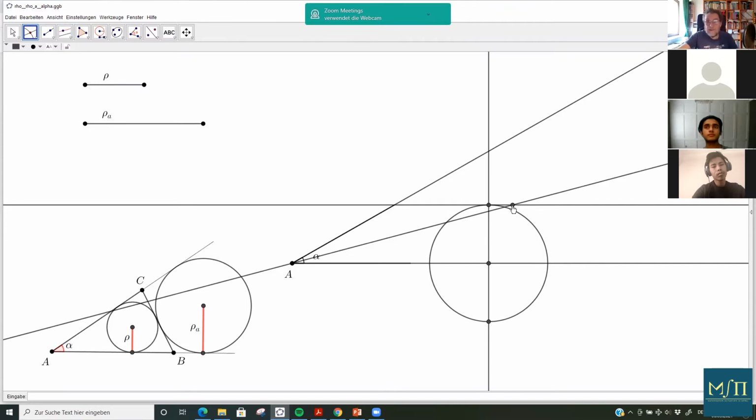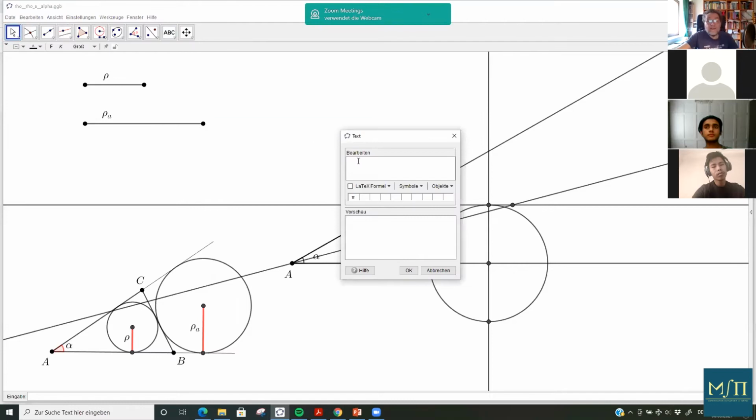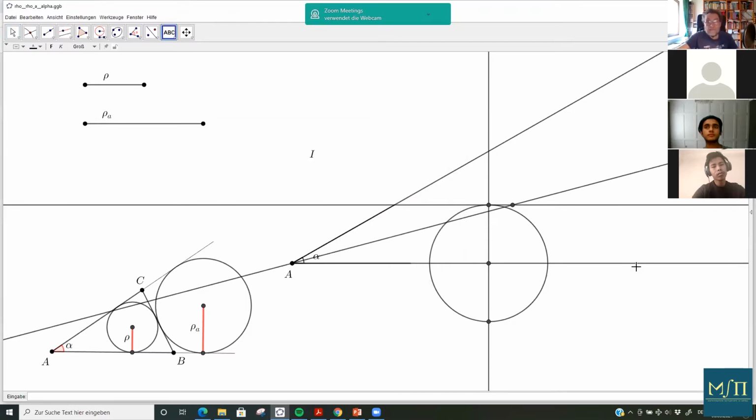Okay, so here we have the point that is obviously going to be the in-center of the triangle ABC, because its perpendicular distance from the bottom leg of the angle alpha is equal to rho. Of course, this upper perpendicular distance is also equal to rho because it's on the angle bisector, and that means that we already know this point. As the in-center of the triangle, I'm going to call it capital I. So this is the in-center here.